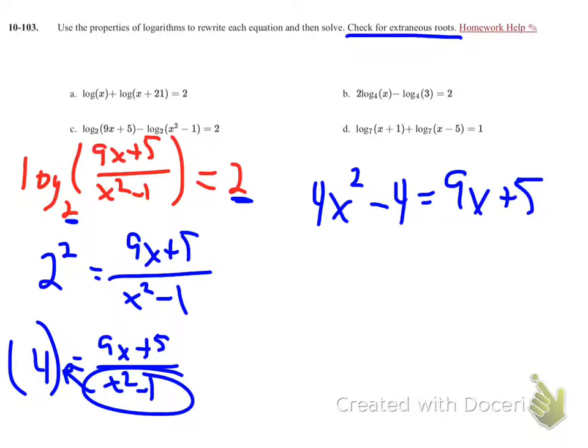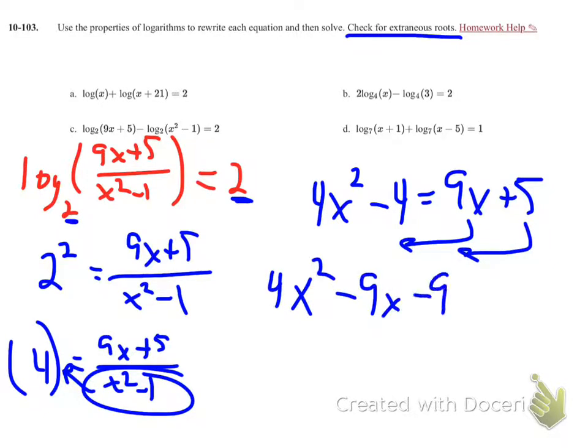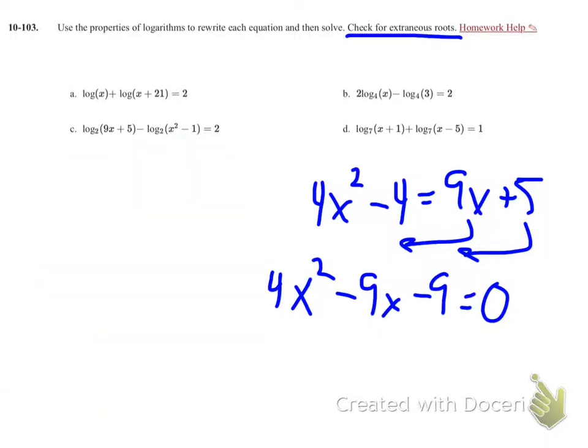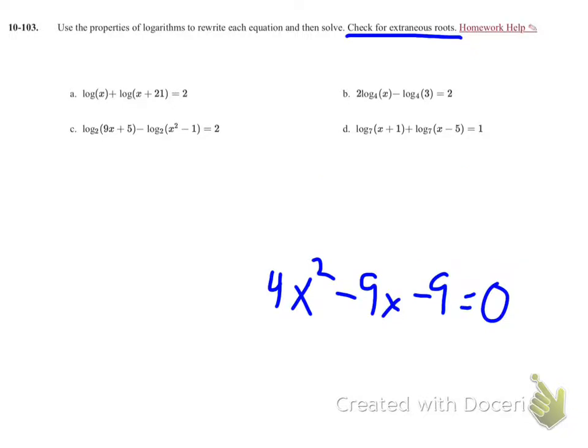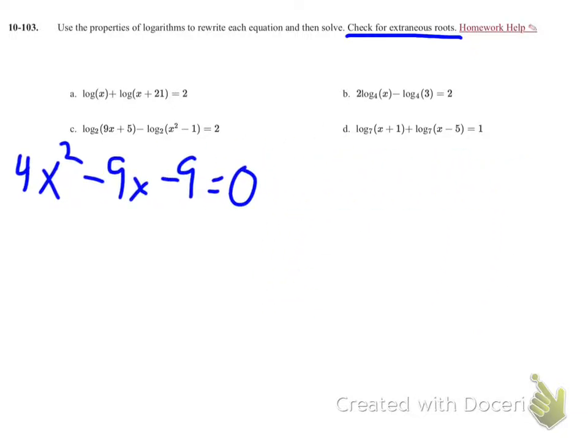So now I have my quadratic. I need to set it equal to 0. Subtract the 9x and subtract the 5, and I have 4x squared minus 9x minus 9 equals 0. So from here, I can try solving it by factoring. I could use quadratic formula. Probably don't want to use completing the square on this one. I'm just going to go through and use the quadratic formula.